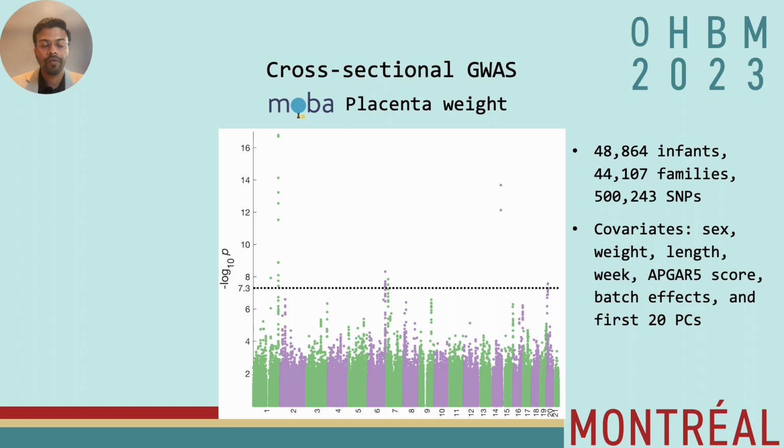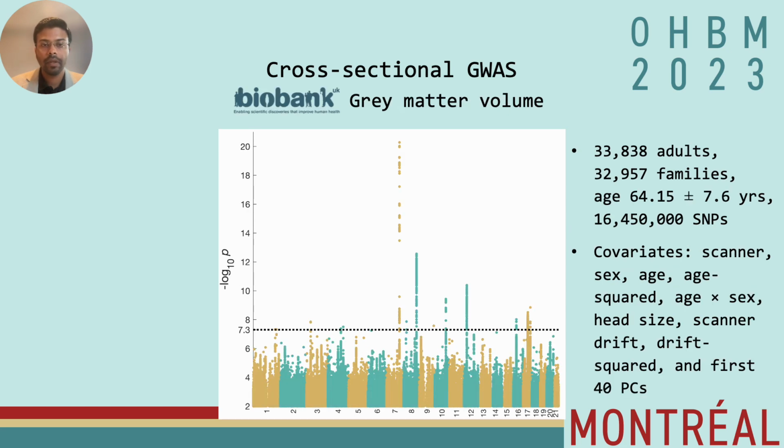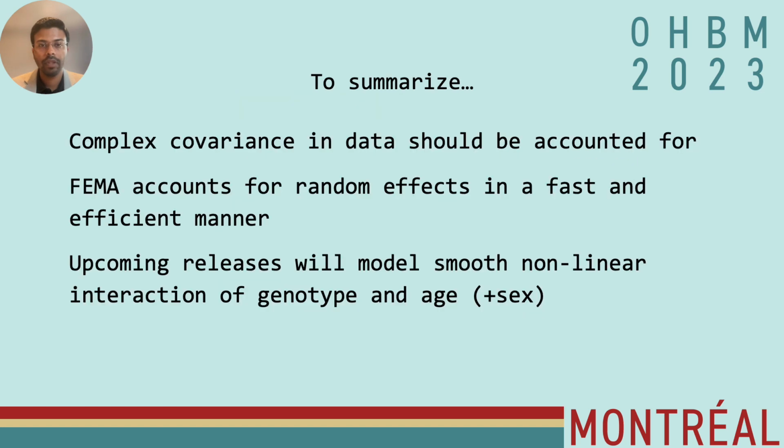We have also applied FEMA to various real phenotypes, for example, placenta weight from the Nordic mobile dataset, and gray matter volumes in the UK Biobank. To summarize, the key things that I want you to remember from this discussion are that datasets have various kinds of complexities which we should account for, and that FEMA can account for these random effects in a very fast and efficient manner.